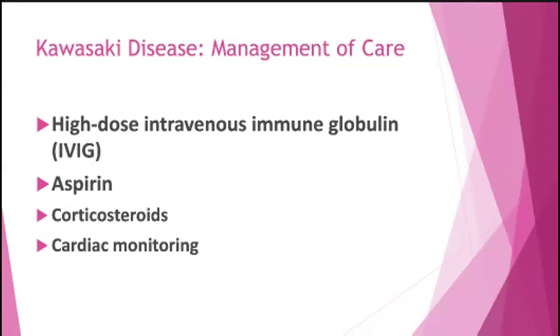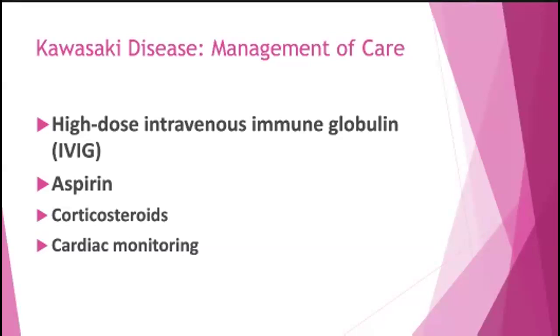After the fever subsides, we switch to low-dose aspirin for antiplatelet therapy for 6 to 8 weeks. If coronary abnormalities are present, low-dose aspirin may be continued indefinitely. Corticosteroids are considered if the child does not respond to IVIG and aspirin, but research evidence is limited.